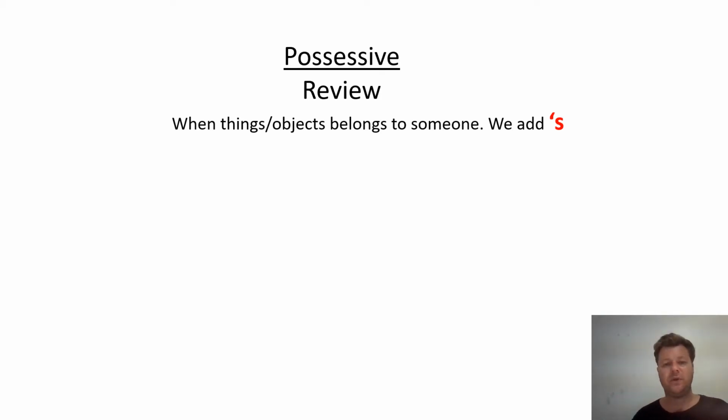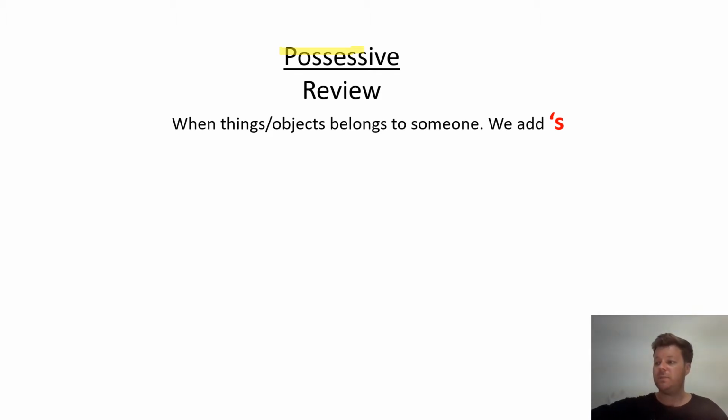But before we continue, P1s, we are going to do a quick review of our previous lesson just to see how much we can remember. So let's practice this word again. Possessive. Possessive. Can you try and say that with me? Possessive. Very good. What is possessive? That is when things or objects or even animals belong to someone.